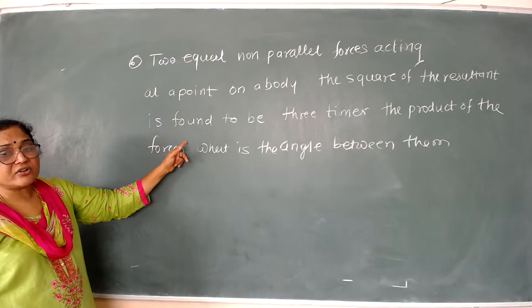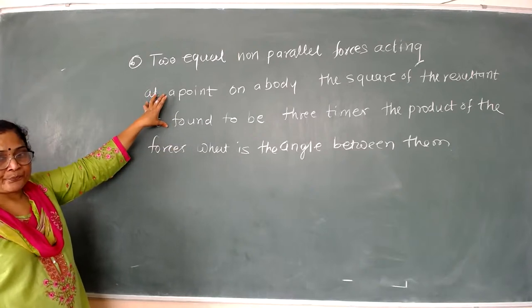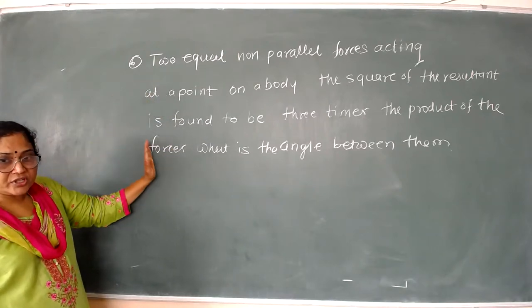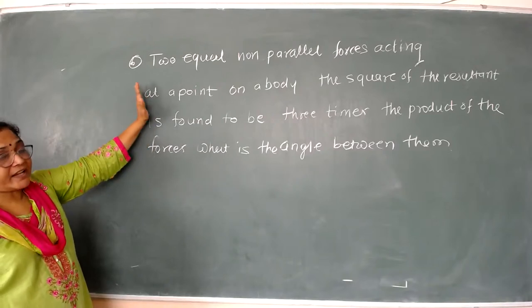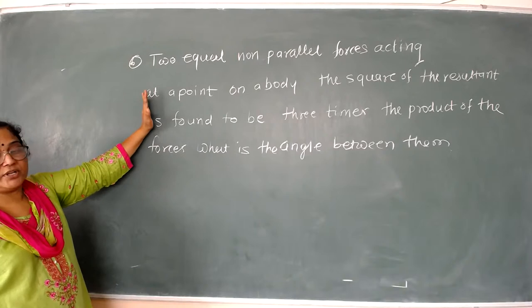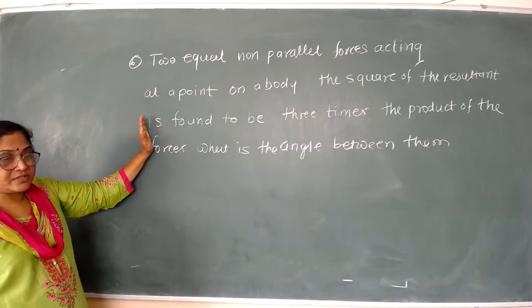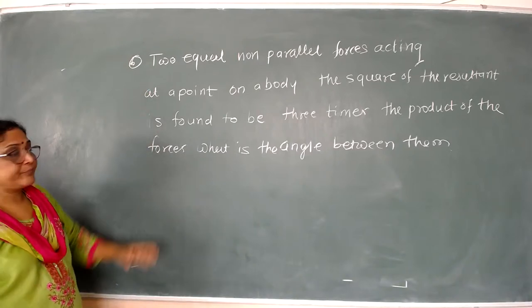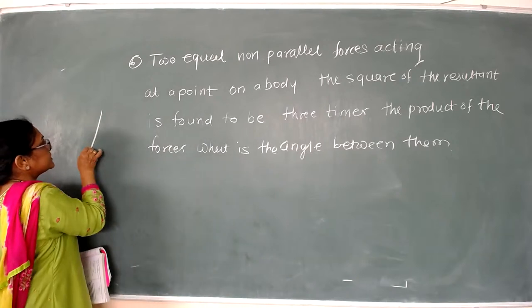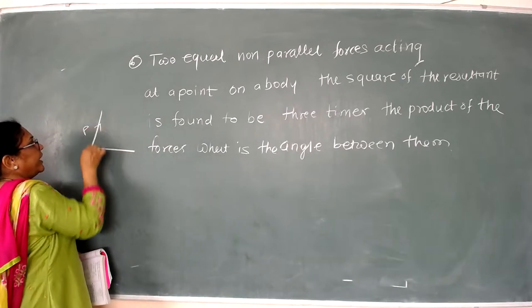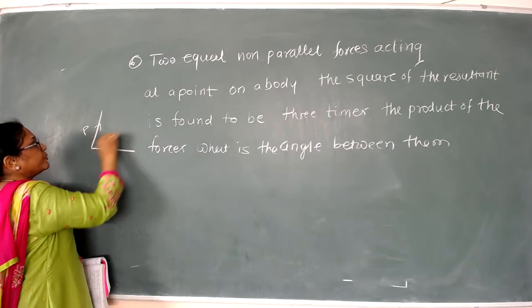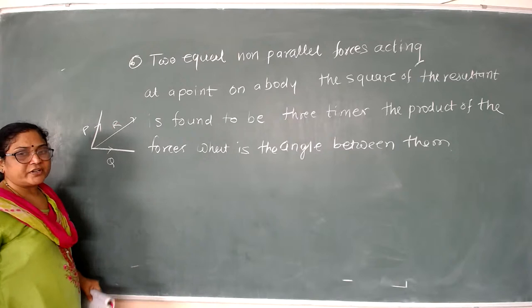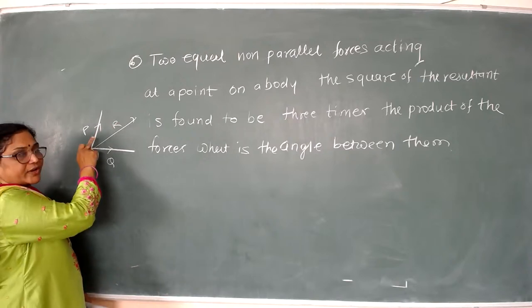So first read the question carefully and find out the given values. Read each sentence carefully and find out the given values. Here there are two forces. Suppose one force is P and the other force is Q, and the resultant of these two forces is known as R.